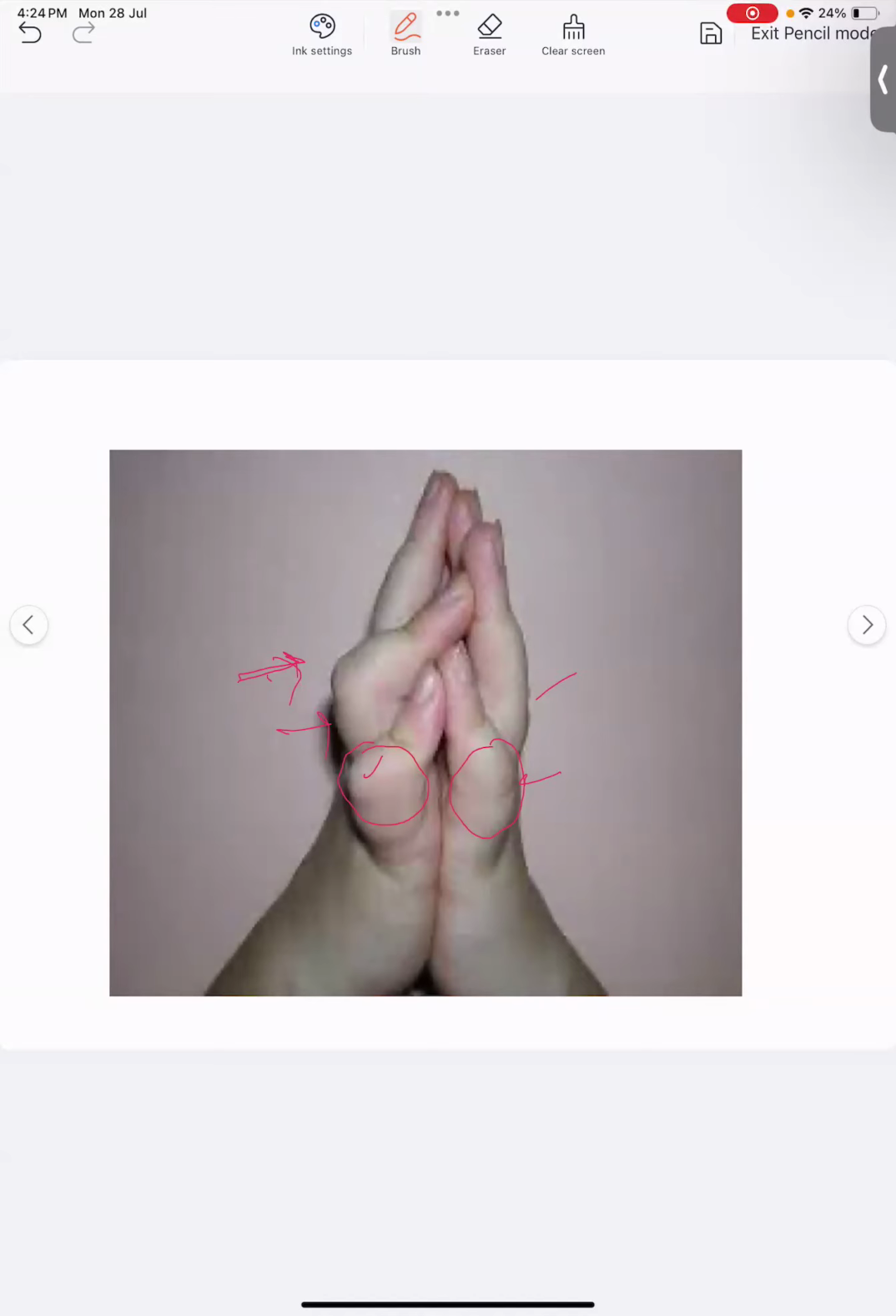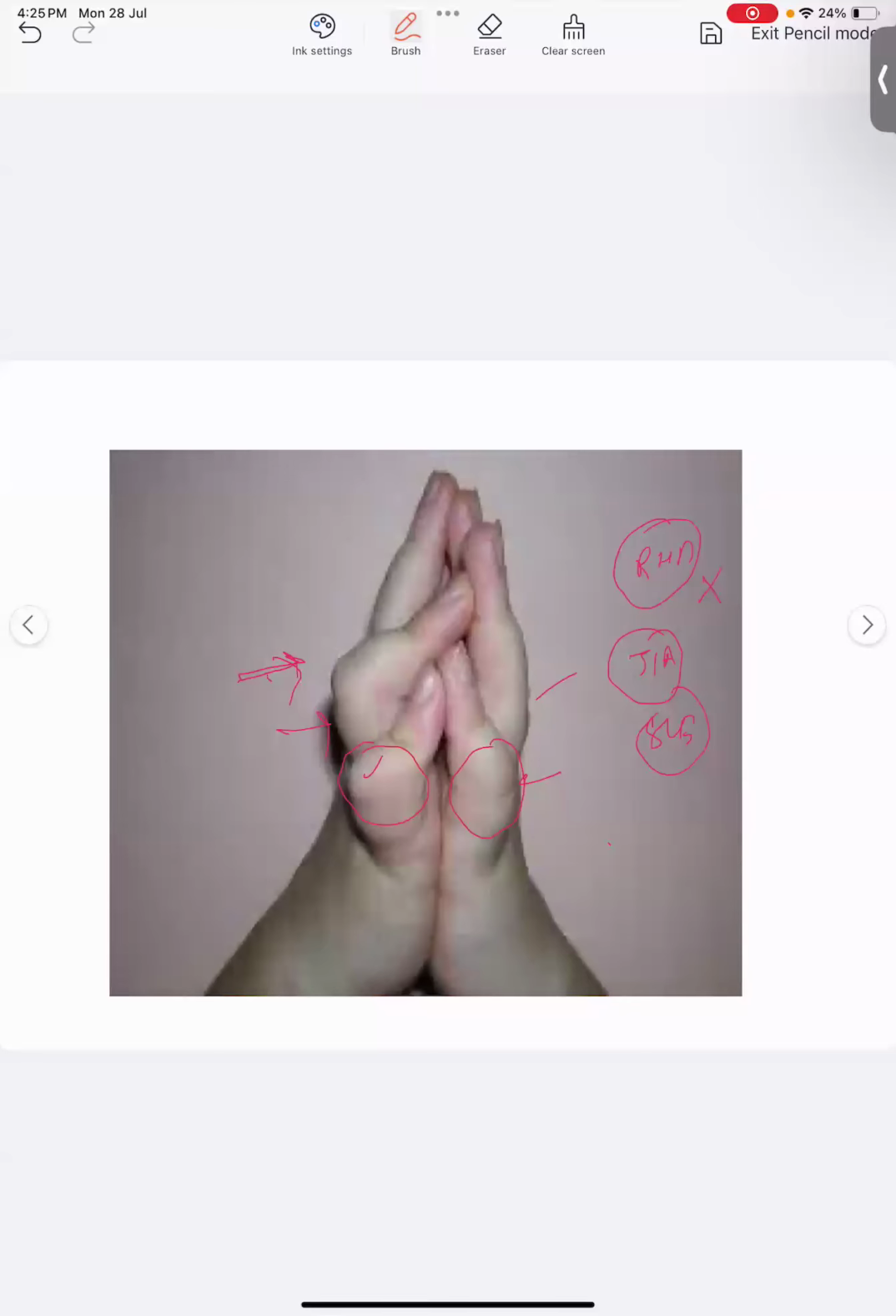What is your diagnosis? Is this a case of rheumatic heart disease? No, not at all. Small joints are involved. Is this a case of JIA? Yes, that may be a case of JIA. Is this a case of SLE? Yes, that may be a case of SLE.